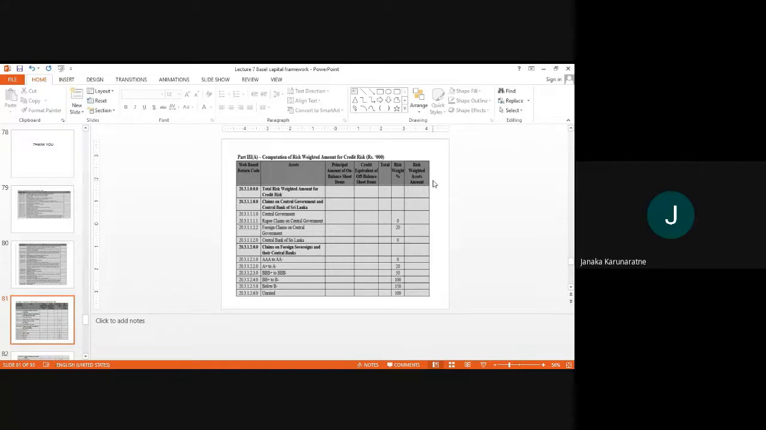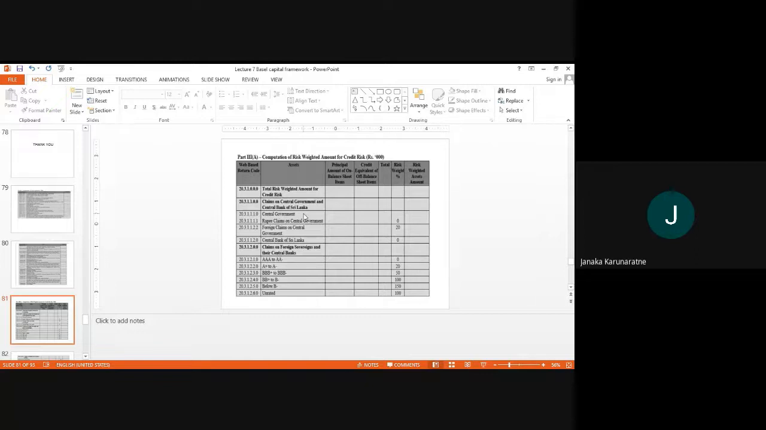So likewise, for each asset class, Basel specifies, either based on the risk rating or otherwise, what risk weight is applied. So in the Sri Lankan context, these are the applications. Now, if you look at claims on foreign sovereigns and central banks, if there is any exposure by the bank on a foreign government or foreign central bank, the credit risk weight is based on the rating. So if that particular government is AAA to AA minus, the risk weight applied is 0. A plus to A minus, the risk weight applied is 20, and so on.